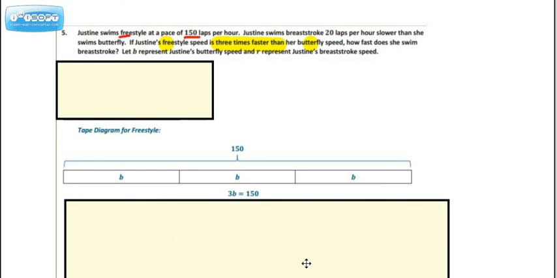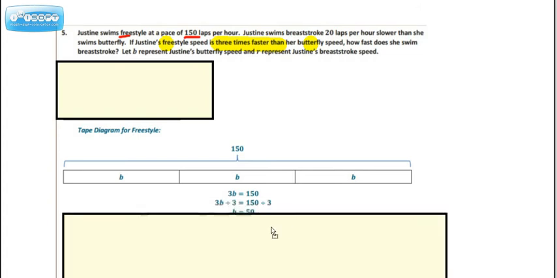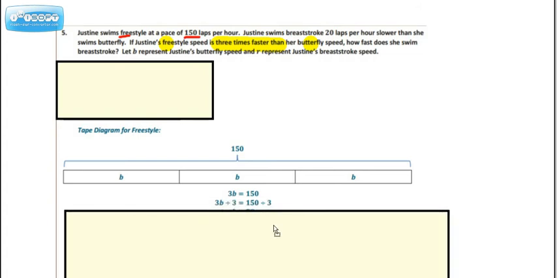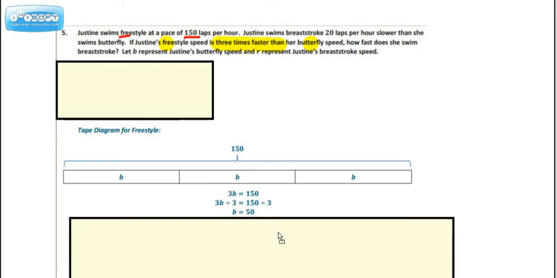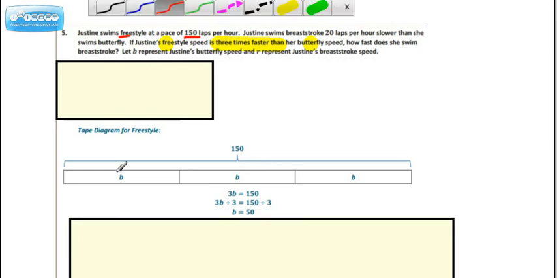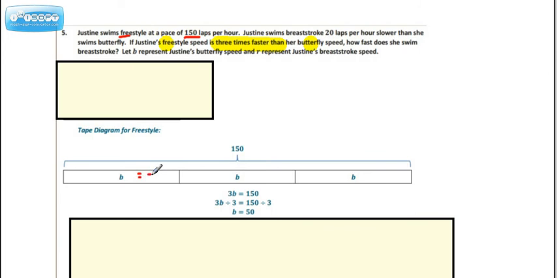If we solve that, each of these B's, we have to think of what number that would represent. The opposite of multiplying a variable by 3 is to divide it by 3. So we would divide by 3 on both sides of the equation to keep it balanced. And if we do 150 divided by 3, we're going to end up getting 50. All right, so that means that this piece here is 50. That's just this piece.